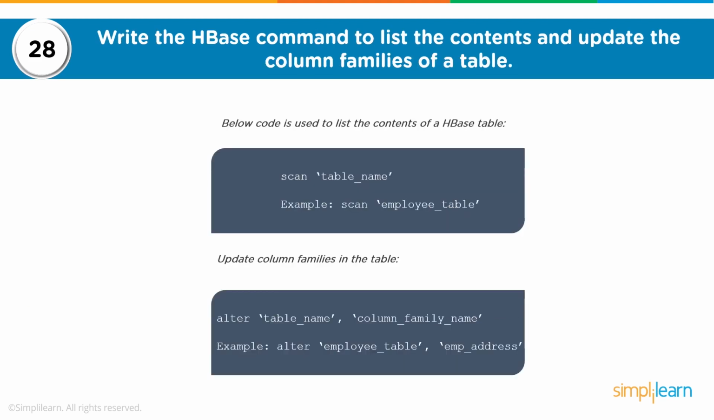Now, if we would have to write an HBase command to list the contents and update the column families of a table, I could just do a scan, and that would give me the complete data of a table. If you are very specific and if you would want to look at a particular row, then you could do a get, table name, and then give the row key. However, you could do a scan to get the complete data of a particular table. You could also do a describe to see what are the different column families. And if you would want to alter the table and add a new column family, it is very simple. You can just say alter, give the HBase table name, and then give your new column family name, which will then be added to the table.